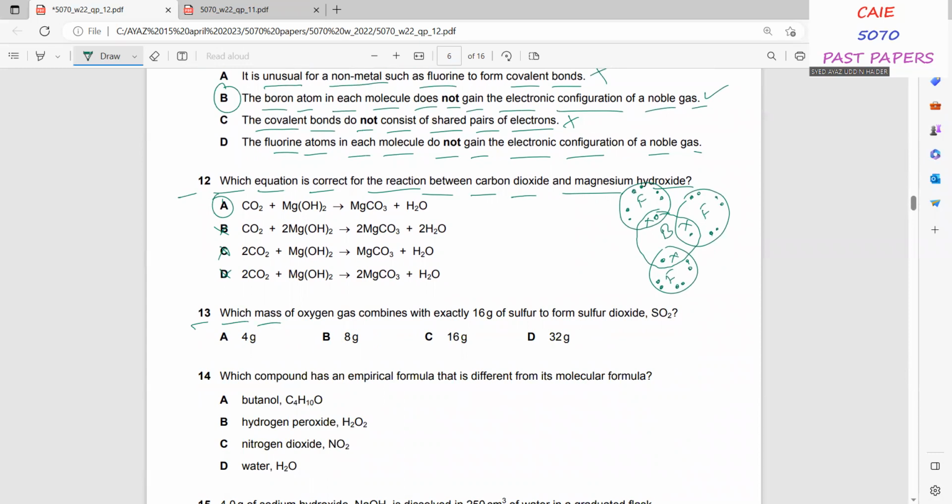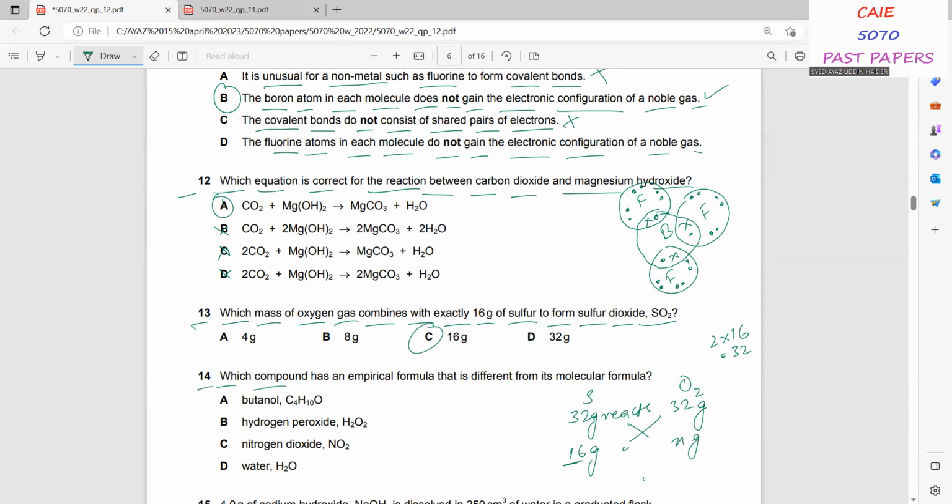13. Which mass of oxygen gas combines with exactly 16 grams of sulfur to form sulfur dioxide, SO2? Here the reaction will be S reacting with O2. The AR of S is 32, and the AR of oxygen is 16. We have 2 oxygen atoms, so we multiply 16 by 2 and get 32. So 32 grams of sulfur reacts with 32 grams of oxygen. 16 grams reacts with X grams of O2, so you will get 16 as the answer. C will be the right answer for this one.